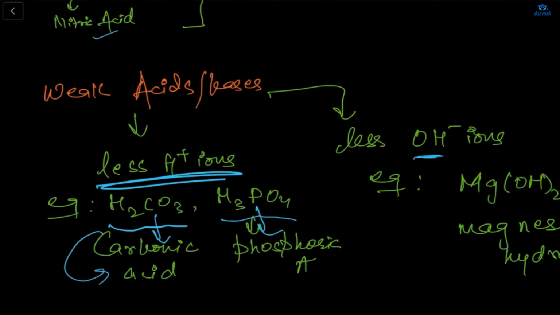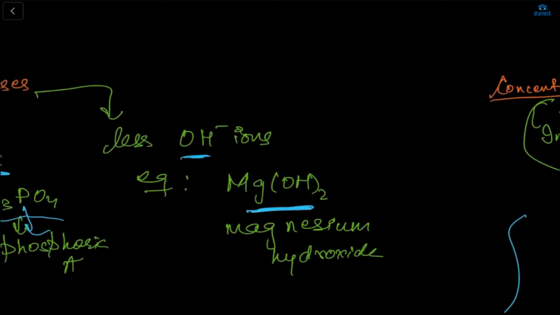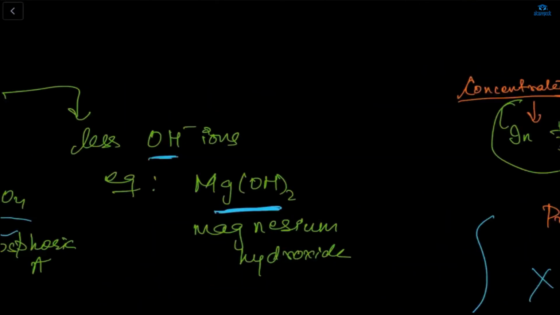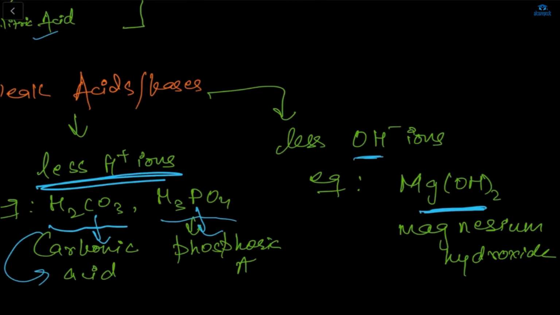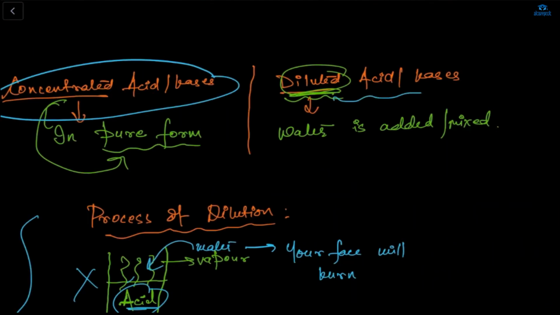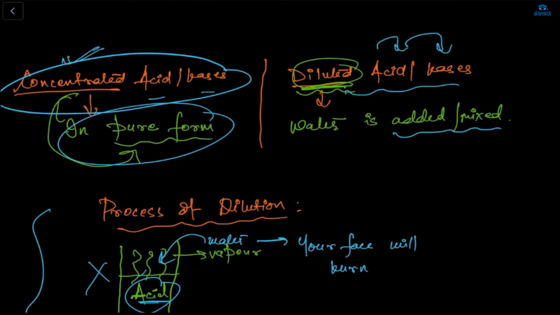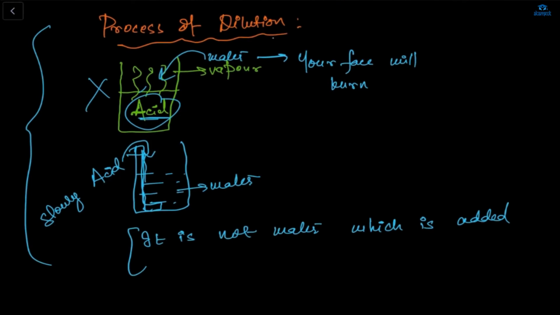And what are weak bases? There is only one, which is Mg(OH)2, magnesium hydroxide. Now, apart from strong acid and strong base, we have two more things, which are diluted acids and bases. Now, what is concentrated? Concentrated means our acid and base are in a pure form, and diluted acids and bases means water is added or mixed in our acid or base. Concentrated is in a pure form, but diluted means water is added in your acid or base.